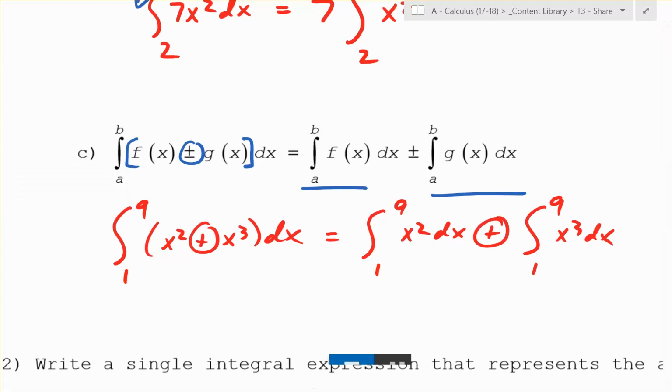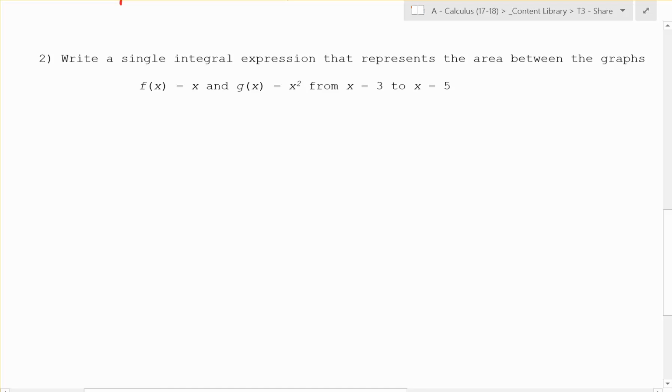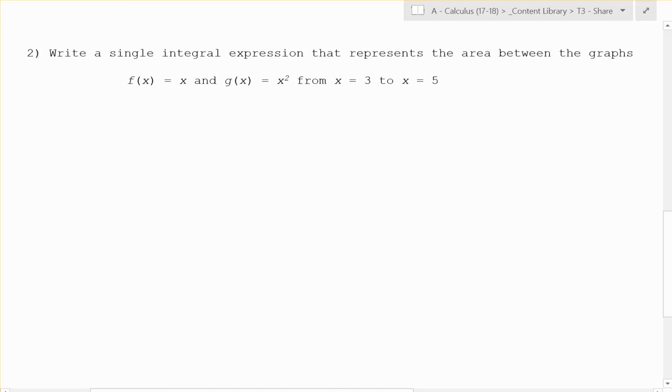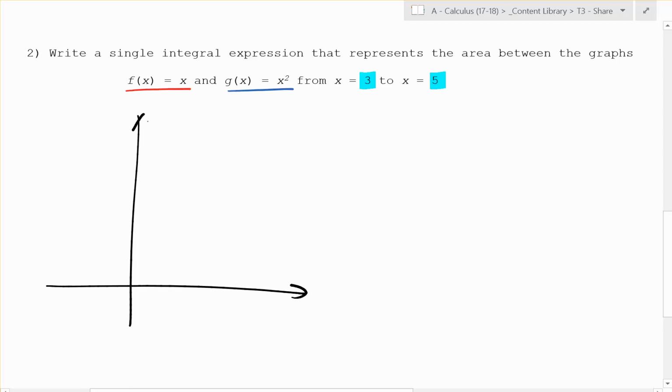So for this question it asks, write a single integral expression that represents the area between these graphs. So you have f of x equals x, and g of x is equal to x squared, and we're going from 3 to 5. Let's draw a picture of what this looks like first. Remember, it doesn't have to be hyper accurate, it just needs to be useful. So f of x equals x, that's going to be this right here.